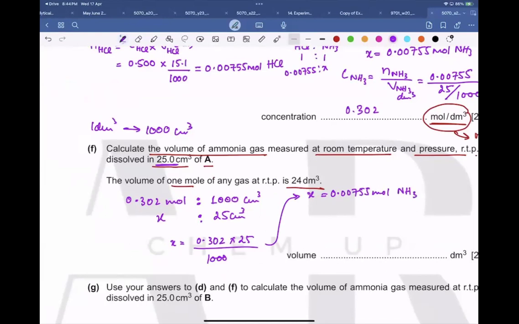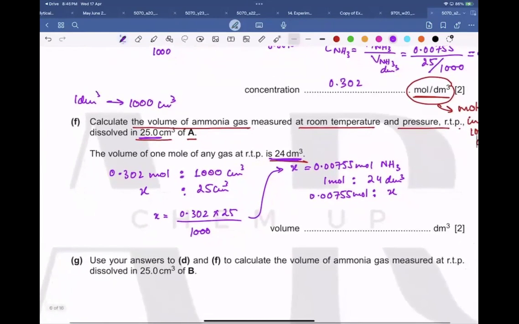So what will be the volume? As they have given you this information, 1 mole is occupying 24 decimeter cube, right? So 1 mole occupies 24 decimeter cube. So if there are 0.00755 mole, then they would occupy X decimeter cube. Yes, so calculate the value of X. X is 0.181. So we will write 0.181 dm cube. Is this clear?